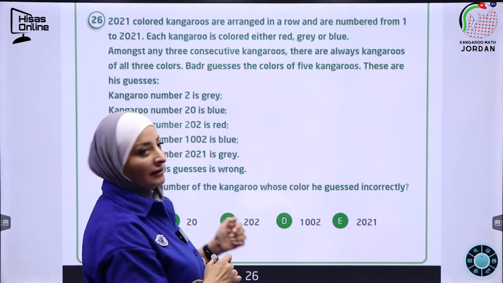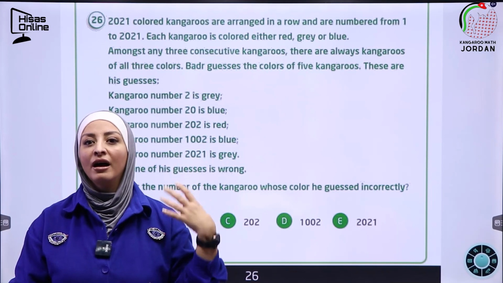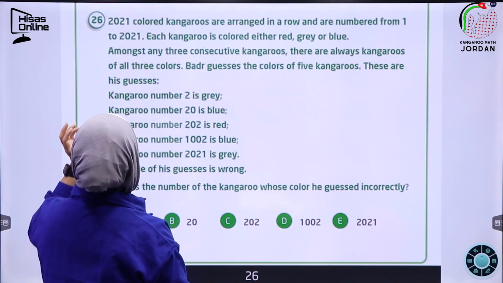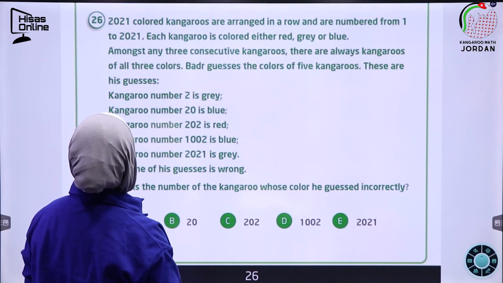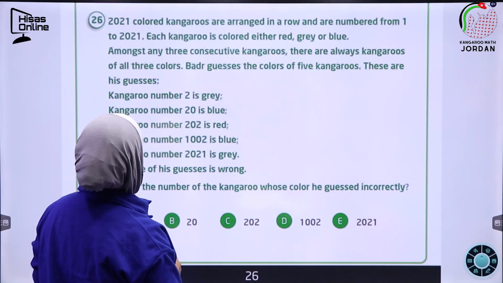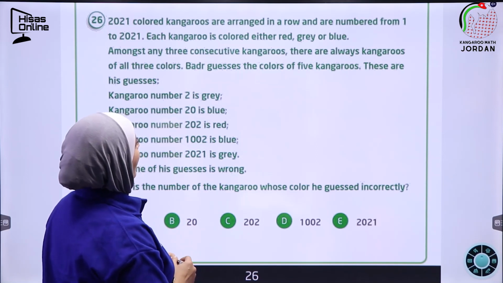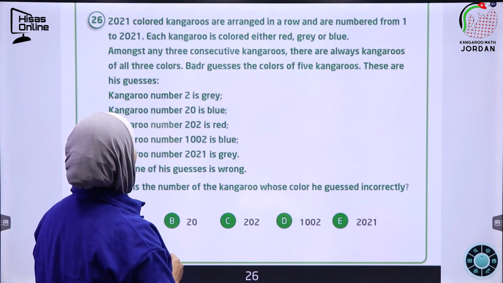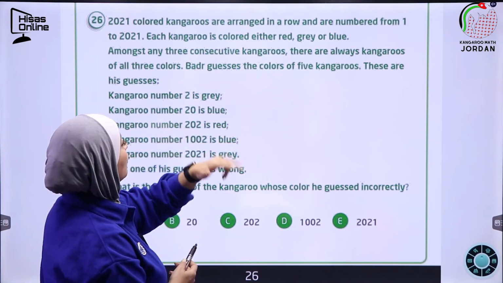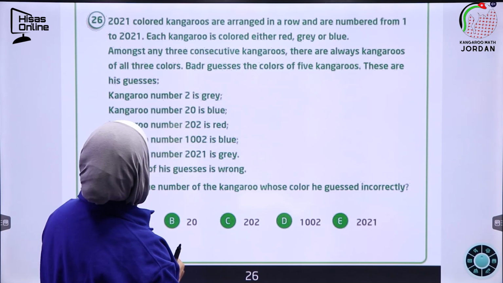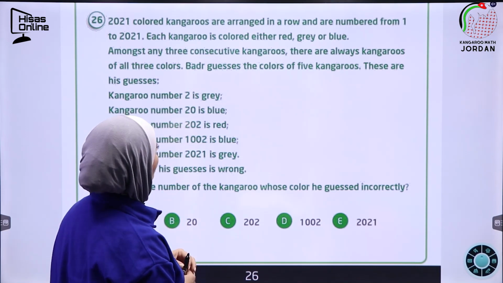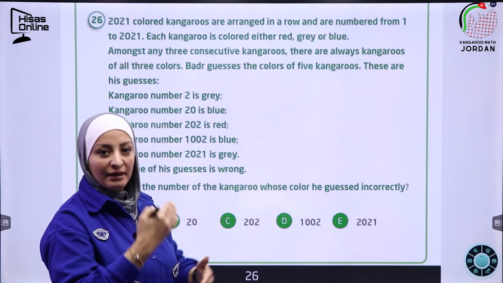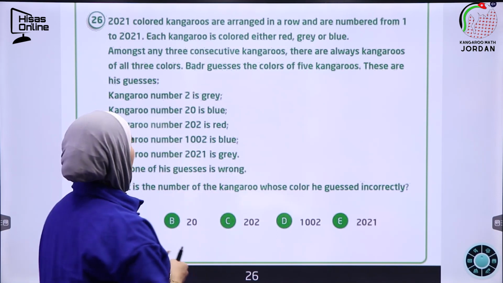Okay, let's continue with question 26. As we know, we're still in the questions that give us 5 points, so this is a kind of higher-order thinking question, as we said before. Let's read it. 2021 colored kangaroos are arranged in a row and numbered from 1 to 2021. Each kangaroo is colored either red, gray, or blue. Amongst any 3 consecutive kangaroos, there are always kangaroos of all 3 colors. So the colors are repeated to make a pattern.